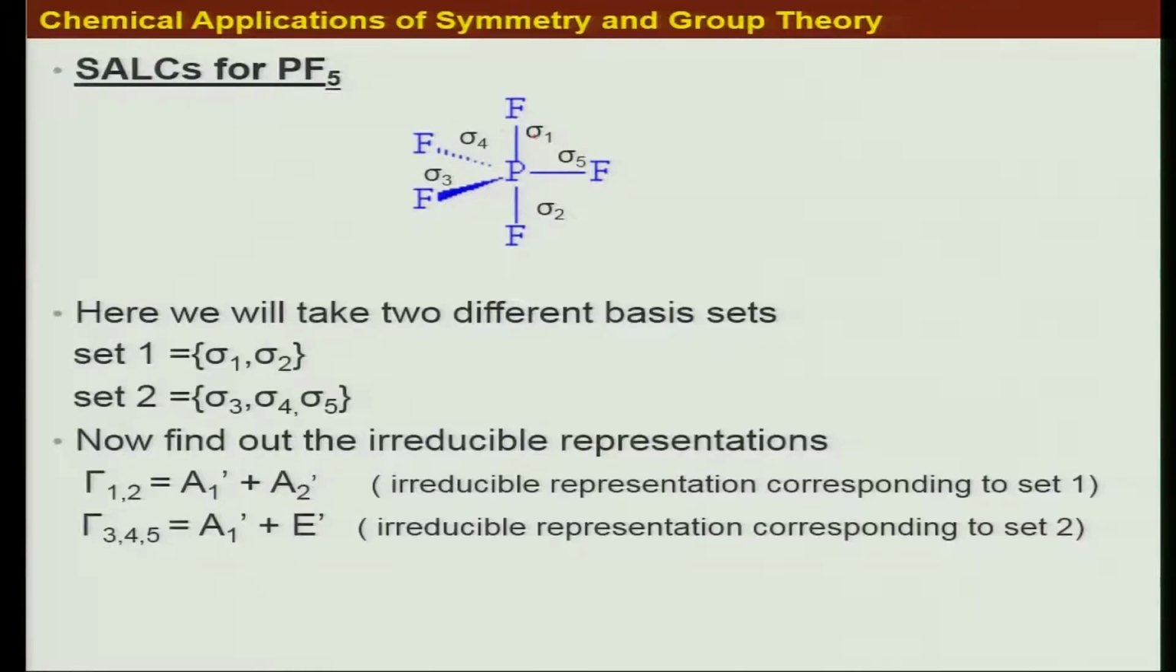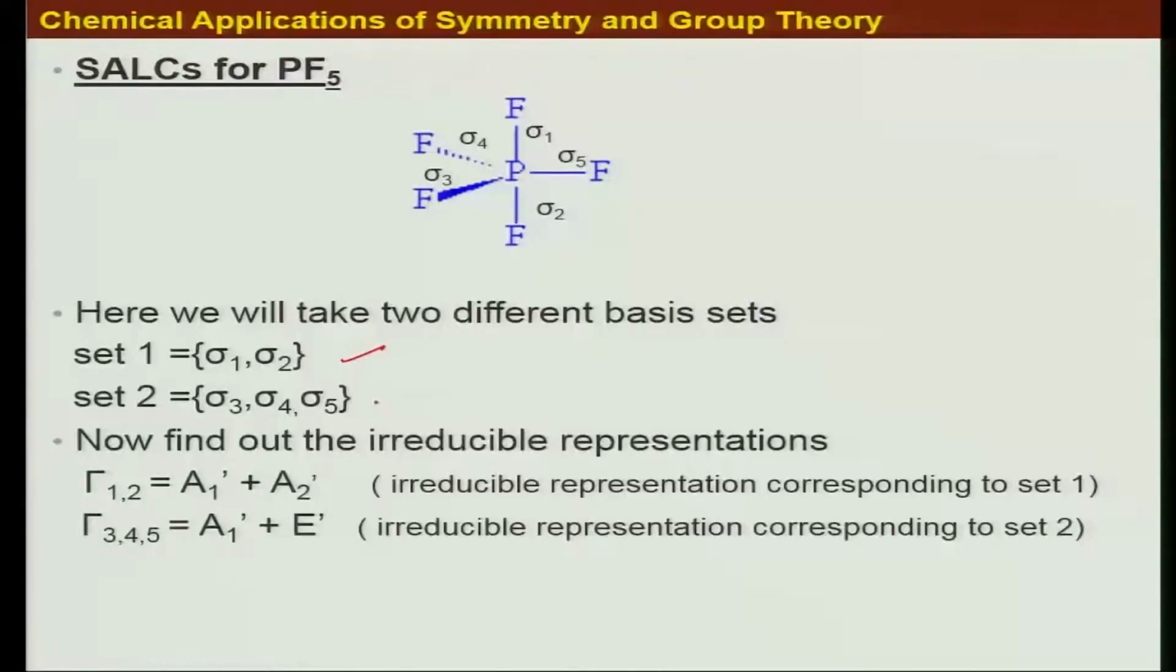Rather what I will do, the sigma 1 and sigma 2, which correspond to these axial PF bonds, I will form a basis set out of these two, while the rest three sigma bonds in the equatorial plane, I will form a separate set and use them as another basis set. So I got set 1 and set 2.